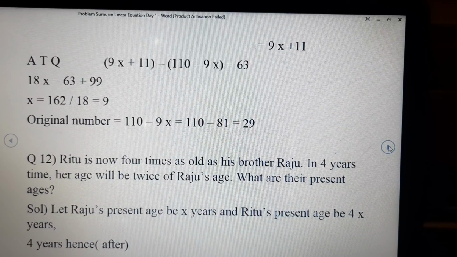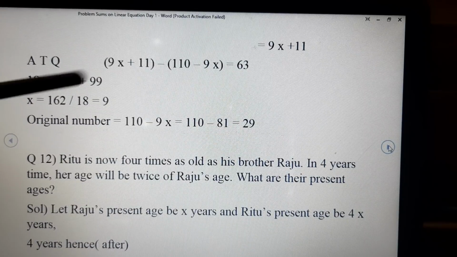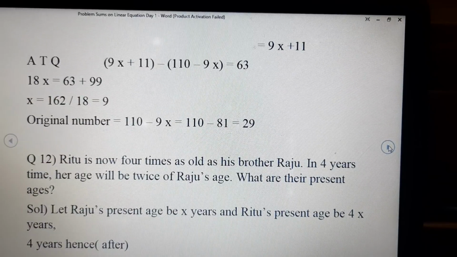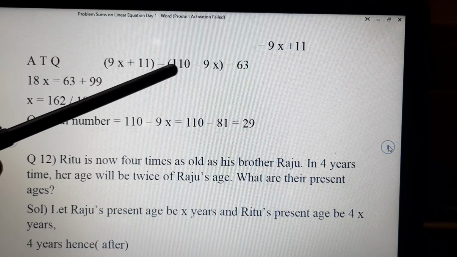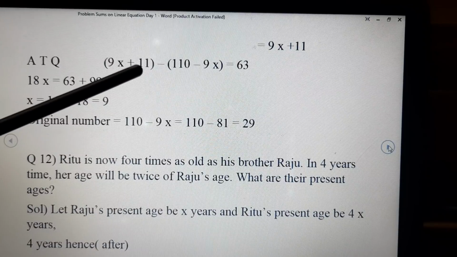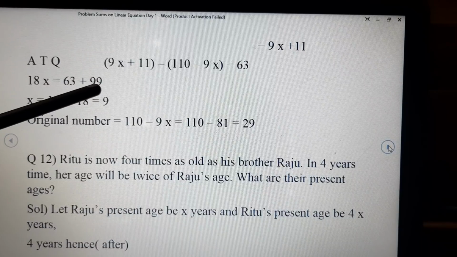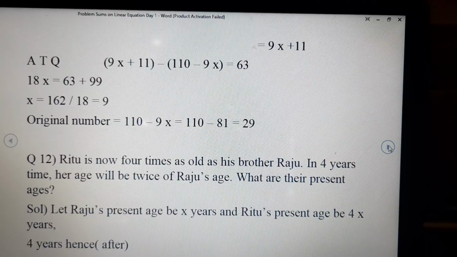Okay. Question says that the new number is greater than the original number by 63. Clear? So new number minus original number is equal to 63. Greater minus lesser is equal to 63. We'll solve it. We'll get 9x, we'll open the bracket, minus 110 plus 9x. 9x plus 9x, 18x. And 11 minus 110 becomes minus 99, which will be brought to the RHS as plus 99. It becomes 162 divided by 18, which is 9. Value of x becomes 9.